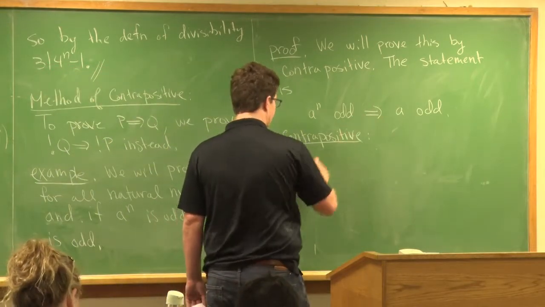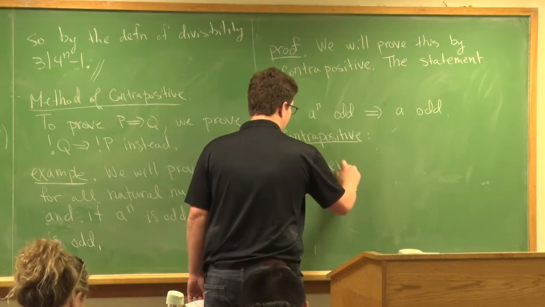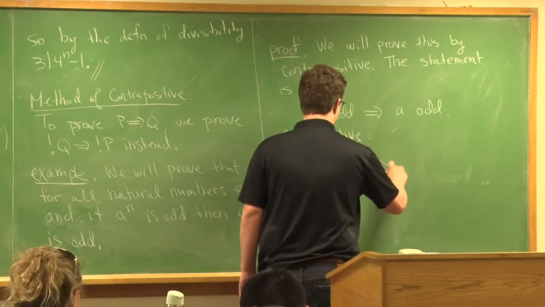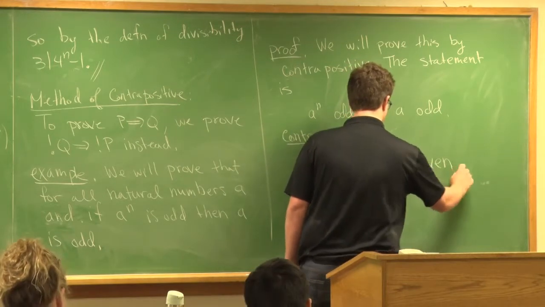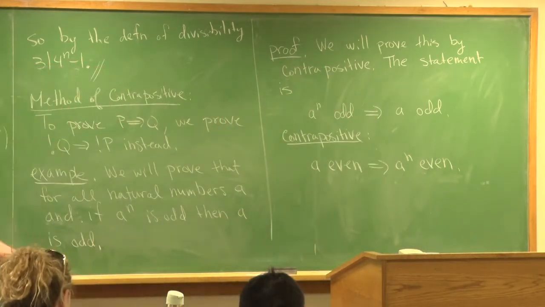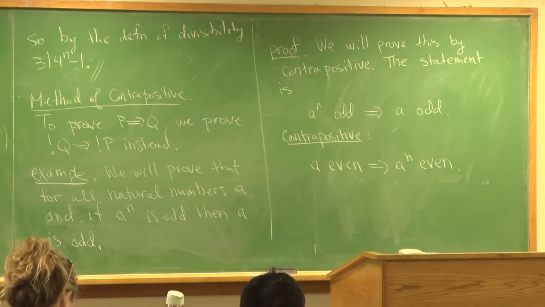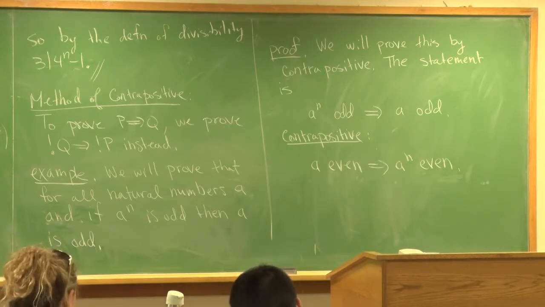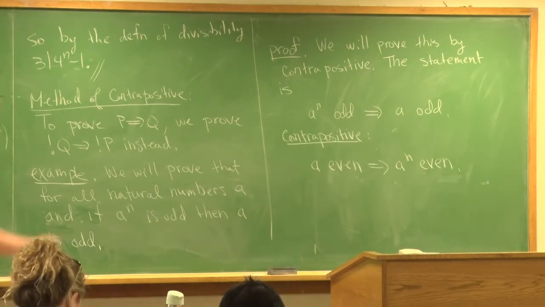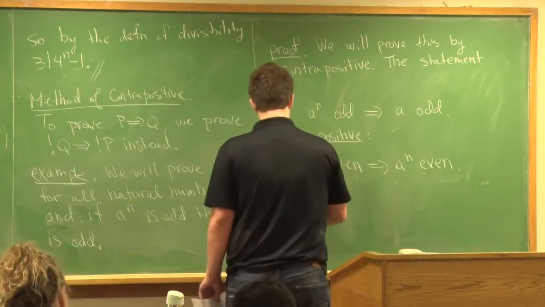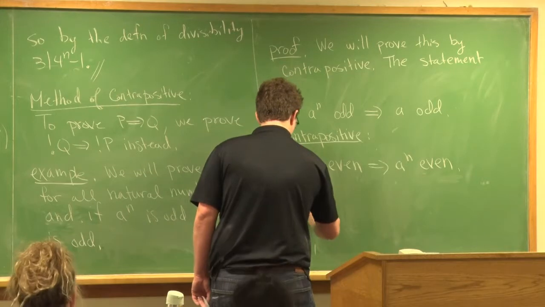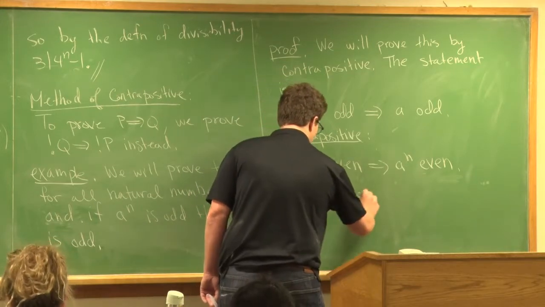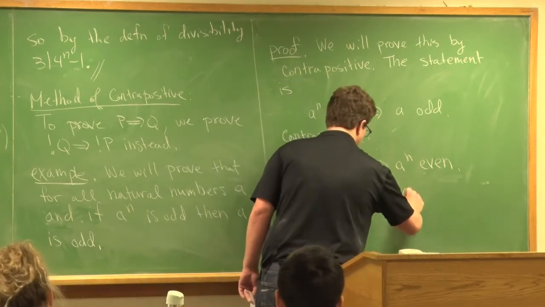So if A is not odd, it's even. So A is even implies A to the n is even. Okay, and now we have this contrapositive statement, and now we're just going to proceed as if it were a direct proof. Okay, so suppose A is even.